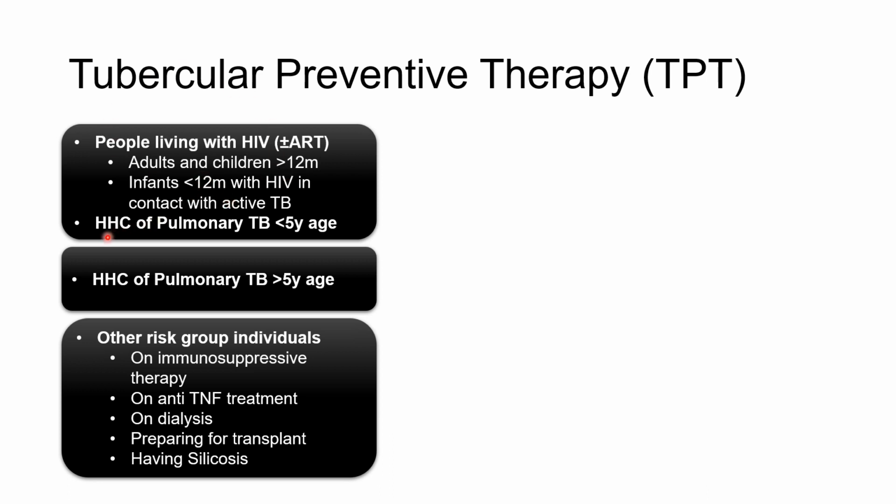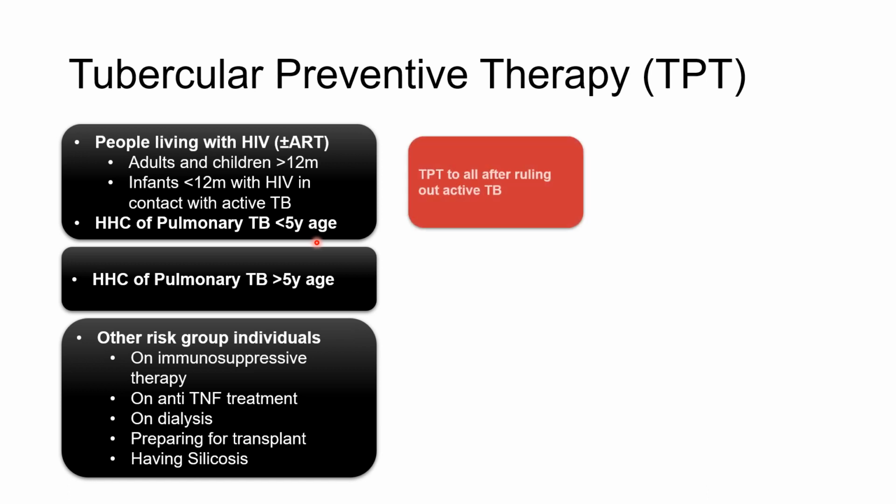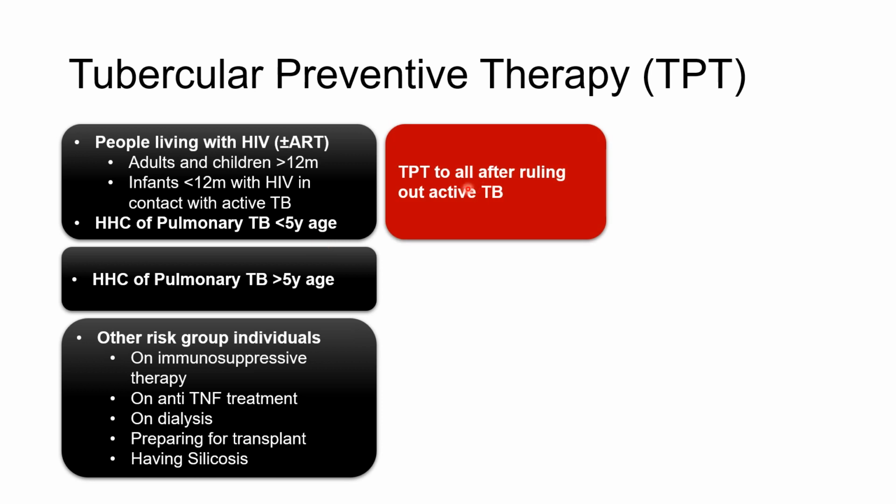Second is household contacts of pulmonary TB cases less than 5 years of age. Suppose you have diagnosed a pulmonary TB case, and in his or her household there is another person who is less than 5 years of age, that person is eligible for tubercular preventive therapy. So what do we do in this case? We have to give TPT to all after ruling out active TB. So we have to rule out active TB in these patients and then give tubercular preventive therapy. This is the first population.